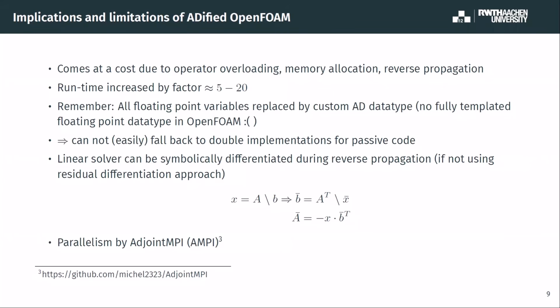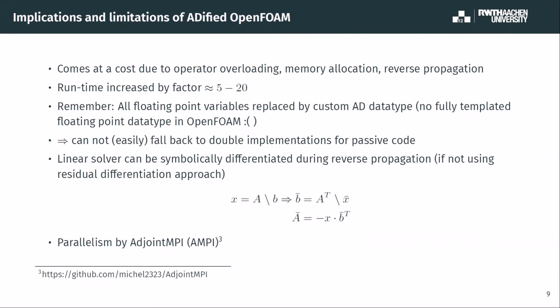So what does this now actually mean if we run it? Just running it makes it slower by about a factor of 5 to 20 doing a first order adjoint, compared with just running with doubles. All floating point variables are replaced with our custom AD type, because there is no really easy way to not do this in OpenFOAM. With adjoint AD, we have to create a graph representation, or we call that a tape, of all the code you're running forward, and then you run backward through it. So that's where the memory overhead comes from.